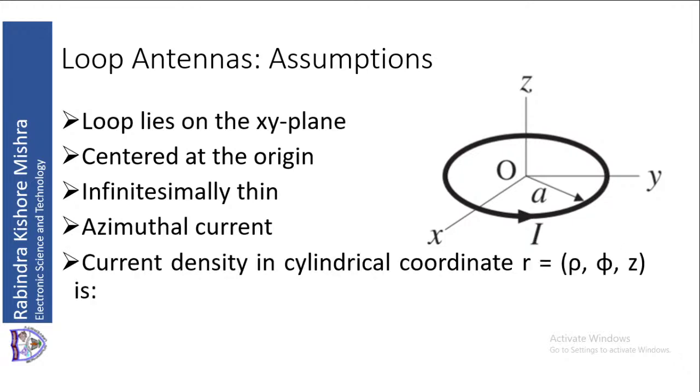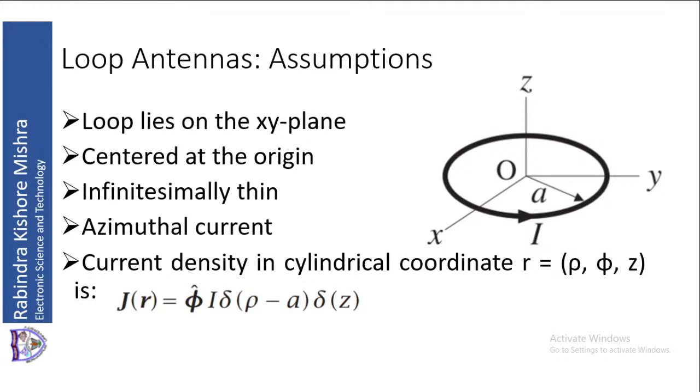Current density on this, using cylindrical coordinate system rho phi z, will exist on the loop, which is at a distance A from the origin, and beyond that there will be no current. So therefore it will be delta rho minus A, that is 1. Then along Z there is no extension, so delta Z. Then the current flowing on the loop is I. So I, then the current direction is phi cap.